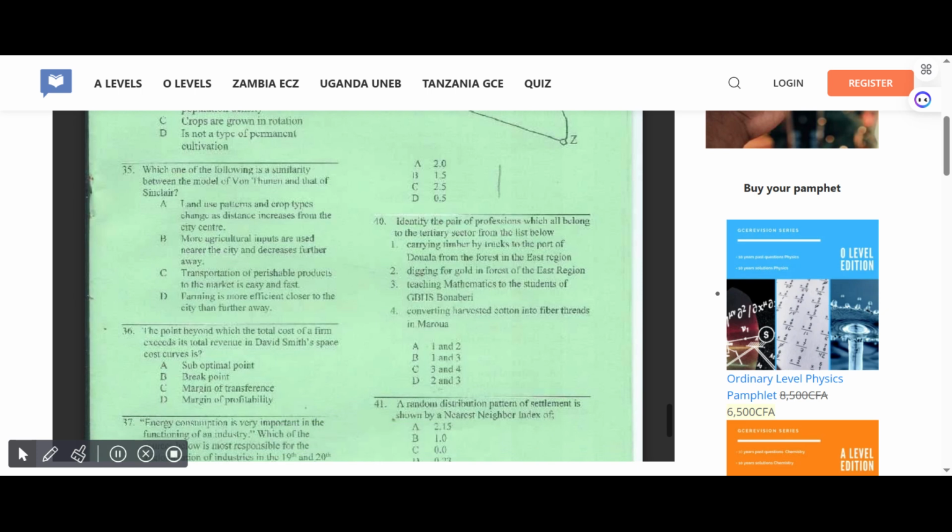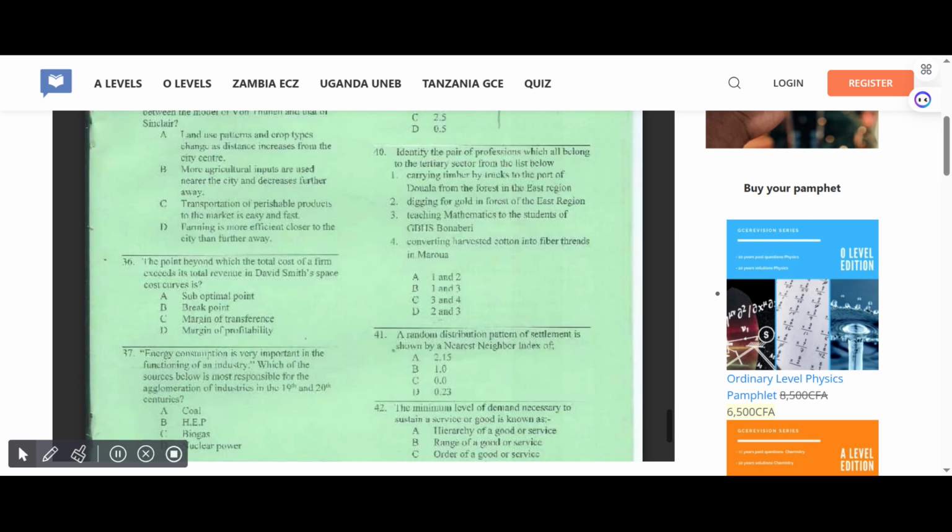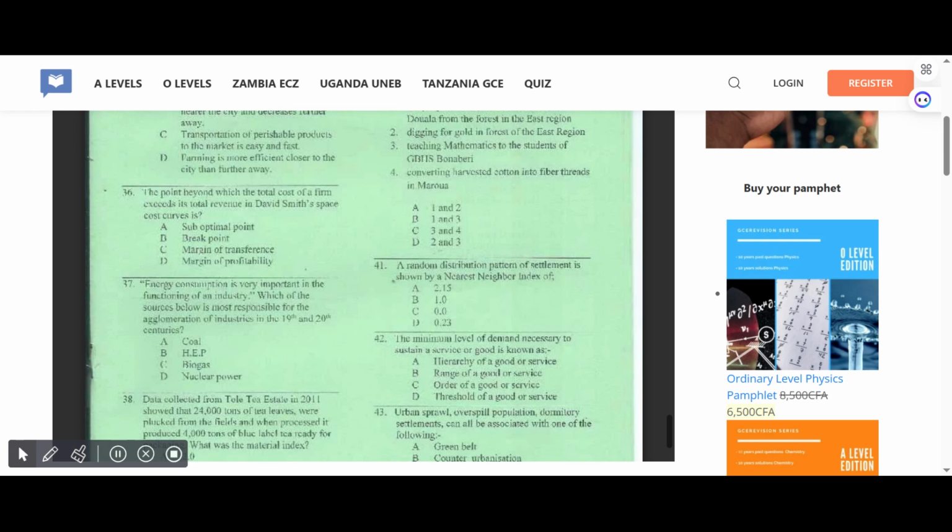Which one of the following is a similarity between the model of von Thunen and that of St. Clair? Correct answer is A. Land use patterns and crop types change as distance increases from the city center. The point beyond which the total cost of a firm exceeds its total revenue in David Smith's space cost curves is. Correct answer is D. Margin of profitability.